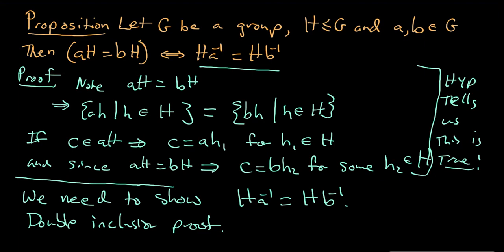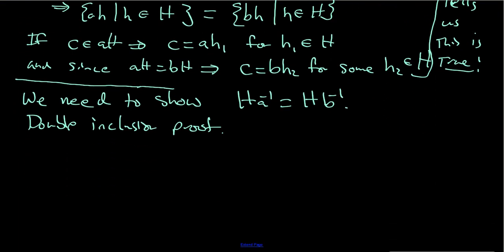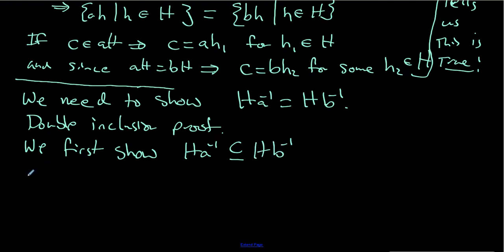And so the first thing that we're going to do is show that HA inverse is a subset of HB inverse. So in order to do this, I need to pick an arbitrary element that I'm going to call D, and D is going to live in H times A inverse. Well, what that says is that D is equal to something, and I guess at this point I'm up to h3. So there is an h3. D is equal to h3 times A inverse.